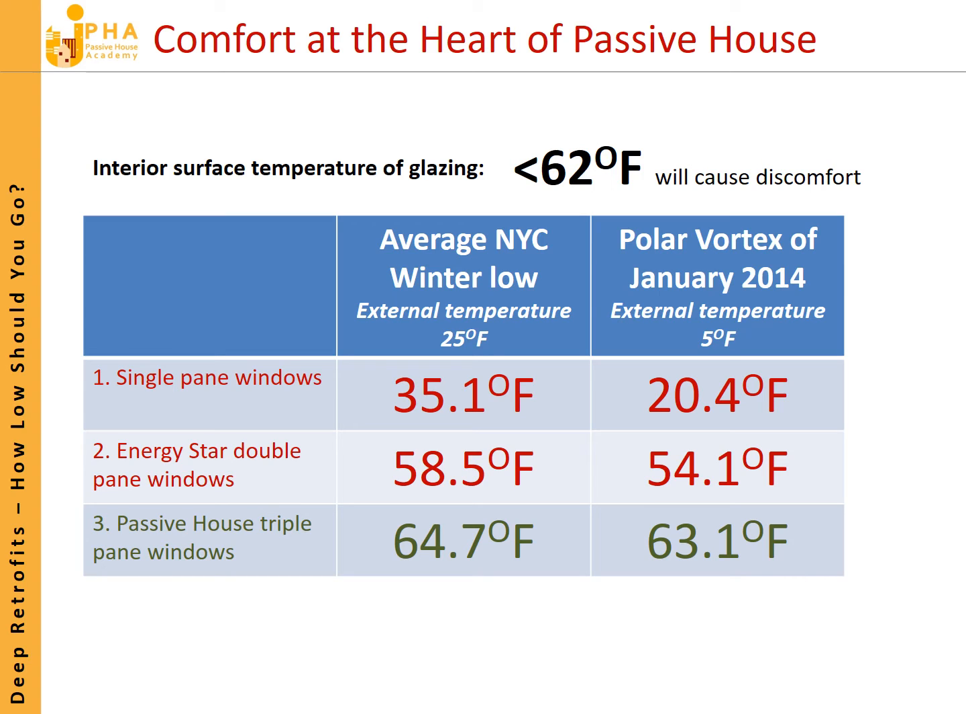In the middle column, we have the surface temperature on the interior of the glass in the average winter low temperature. And you can see in this case that the Passivhaus window exceeds our comfort criterion, so that provides good comfort for the occupants. In the right-hand most column then, we have the polar vortex of January 2014. So this is when the severe low temperature hit New York, and again we can see that the Passivhaus window still would provide adequate comfort for the residents in this case.